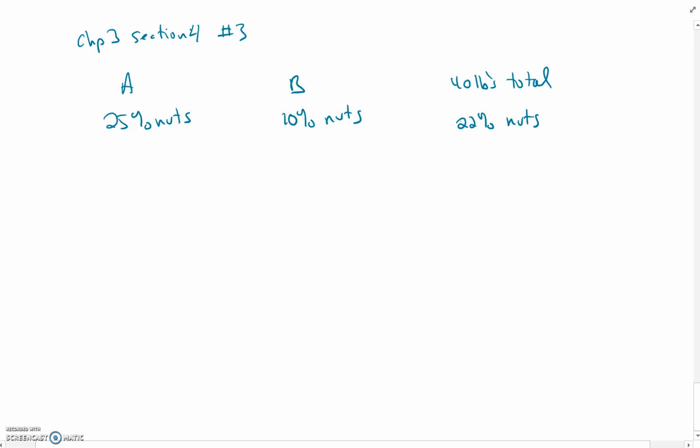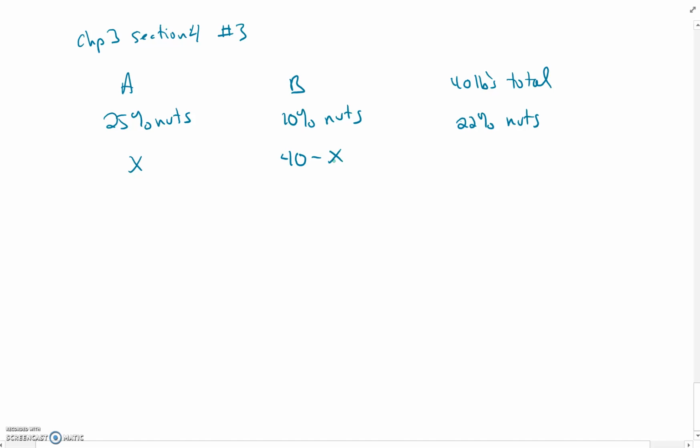So I've laid it out here. And first important part is the label. How much of each? Well, I don't know. The first one, let's call it X. Don't know how much. I do know that the total is 40. This is very important. If the total is going to be 40, and if one part's X, the other part has to be 40 minus X. Okay, so if one's 10, the other one's 30. 40 minus 10 is 30.